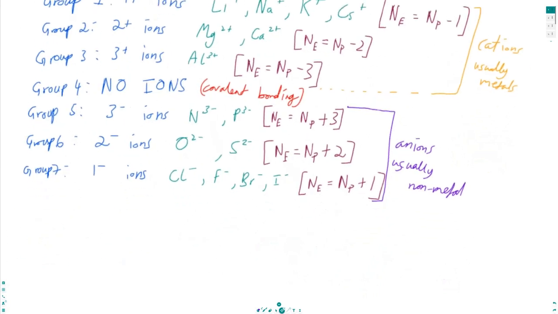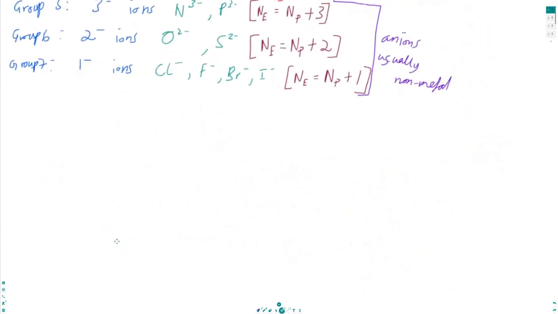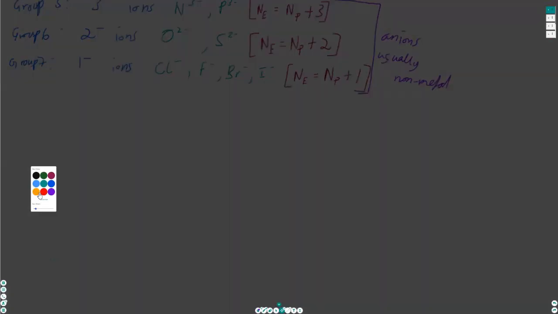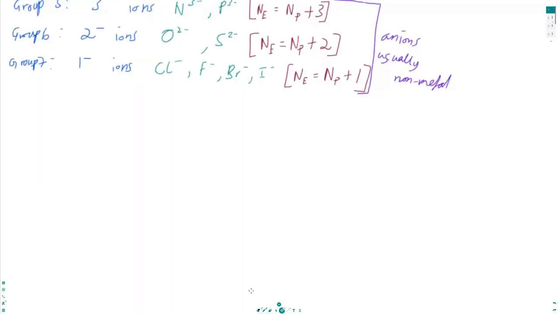Here we're just going to do some basics. So cations, we're going to draw a little table here.